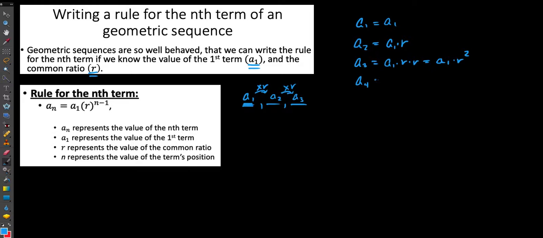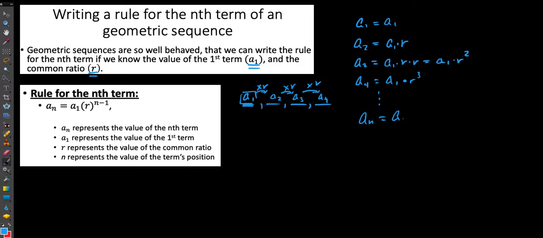Let's build in one more term to see if we can pick up on a pattern. If I wanted to find the value of my fourth term, we could start at the value of my first term, so take a1 and multiply it by r, but this time we'd have to do it 3 times to get from the first to the fourth term. So, times r cubed. So the idea is, if I were to write a rule for the nth term, how might this be done?